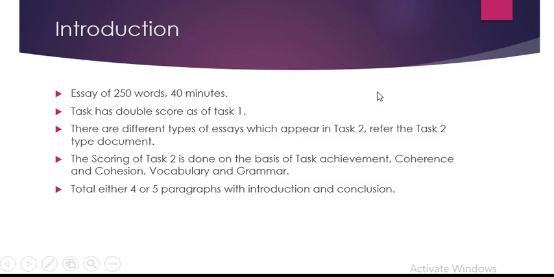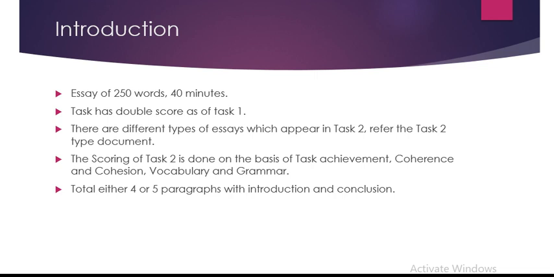In task 2 you have to write an essay of 250 words, and you will spend approximately 40 minutes on this task. This task carries double the score of task 1, which means that task 1 is 35% of the marks and task 2 is 75% of the remaining marks. There are different types of essays which appear in task 2, and I will show you all those types, with some examples.